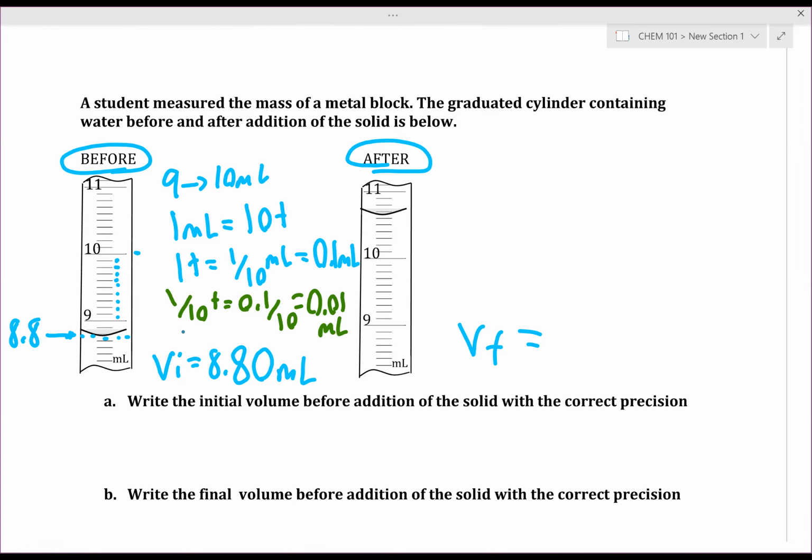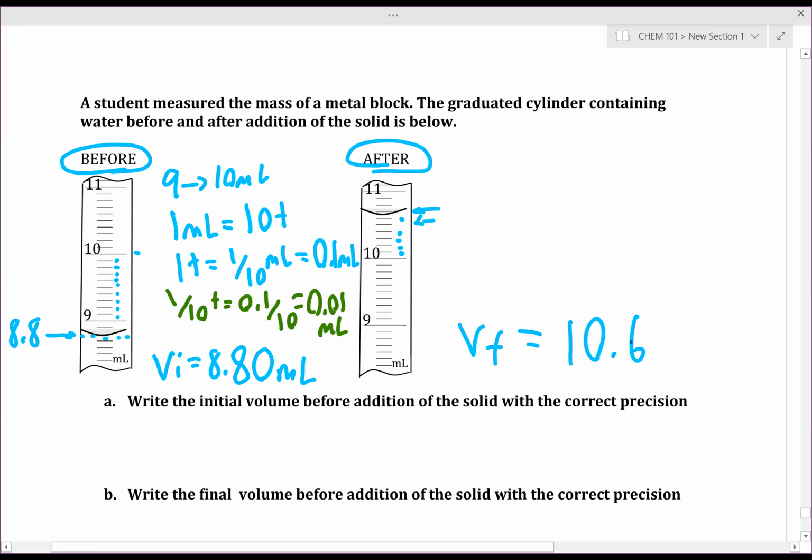Okay, reading, we're somewhere between 10 and 11, and we're at the 1, 2, 3, 4, 5, 6. We're somewhere past the 6th mark. So we're between the 6th and 7th mark. So what are our certain digits? If we're past the 6th mark, what do we know for sure? 10.6. Yeah. So we definitely know 10.6 are our certain digits.